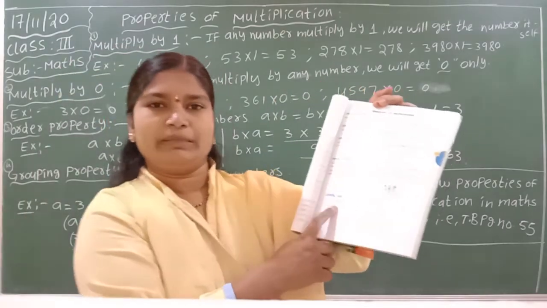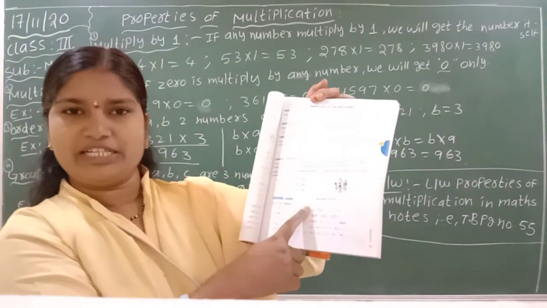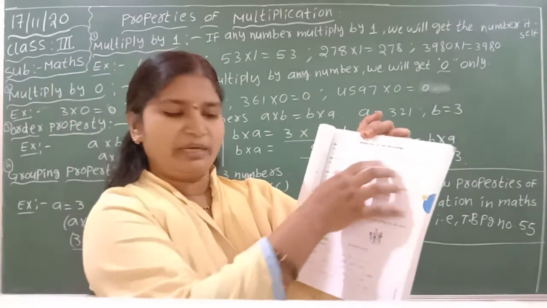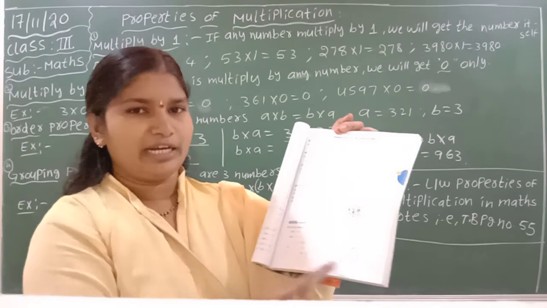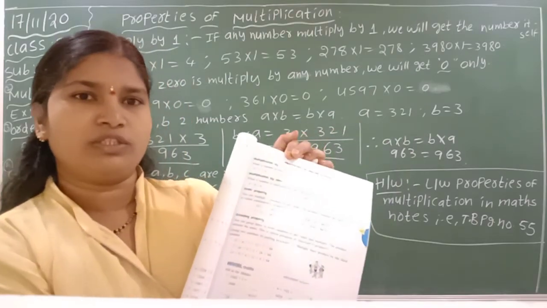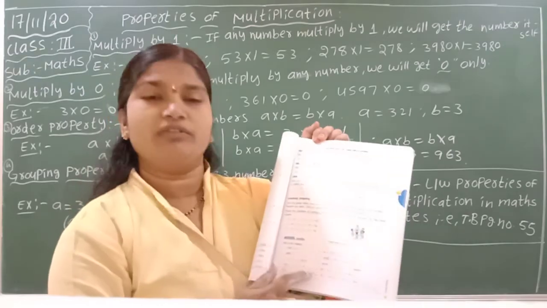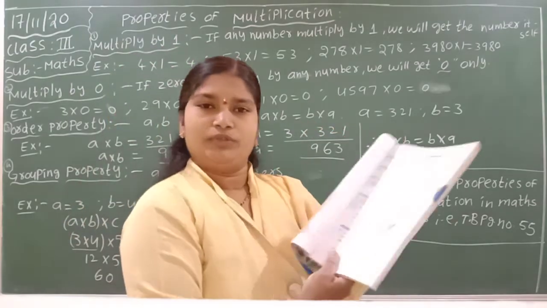If any number is multiplied by 1, we will get the same number. Don't do the multiplication. Using these properties, whatever answer you get, write it down here. This is your homework today. Complete properties in your notebook and this bit in your textbook. Okay children, this is your homework.